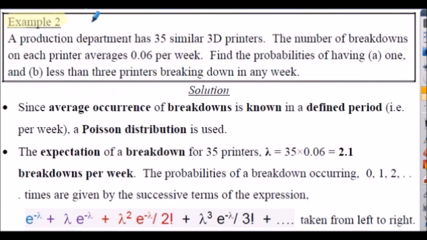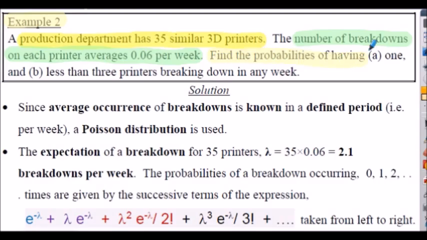Let's consider example 2. A production department has 35 similar 3D printers. The number of breakdowns on each printer averages 0.06 per week. We've got to find the probabilities of having part A, 1 printer breakdown, and part B, less than 3 printers breaking down in any week.